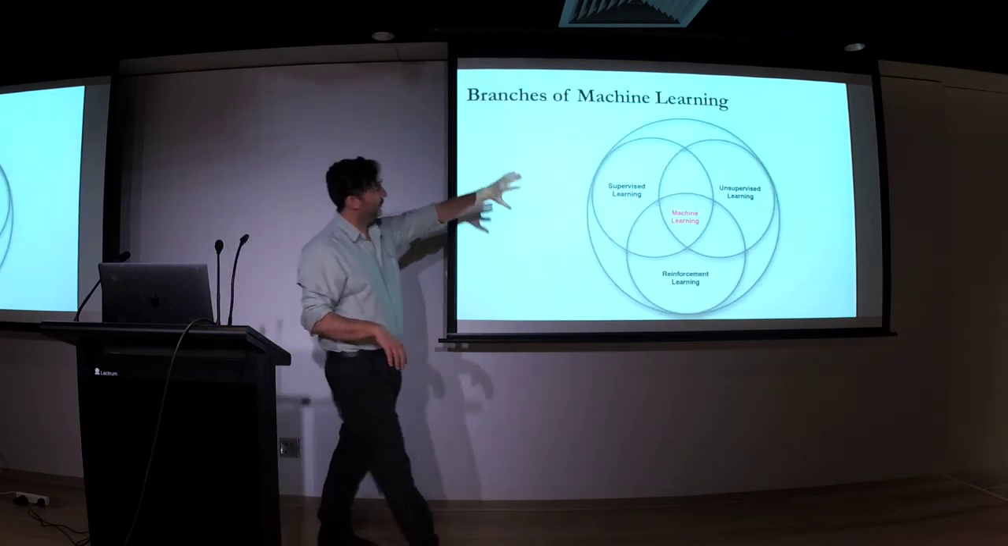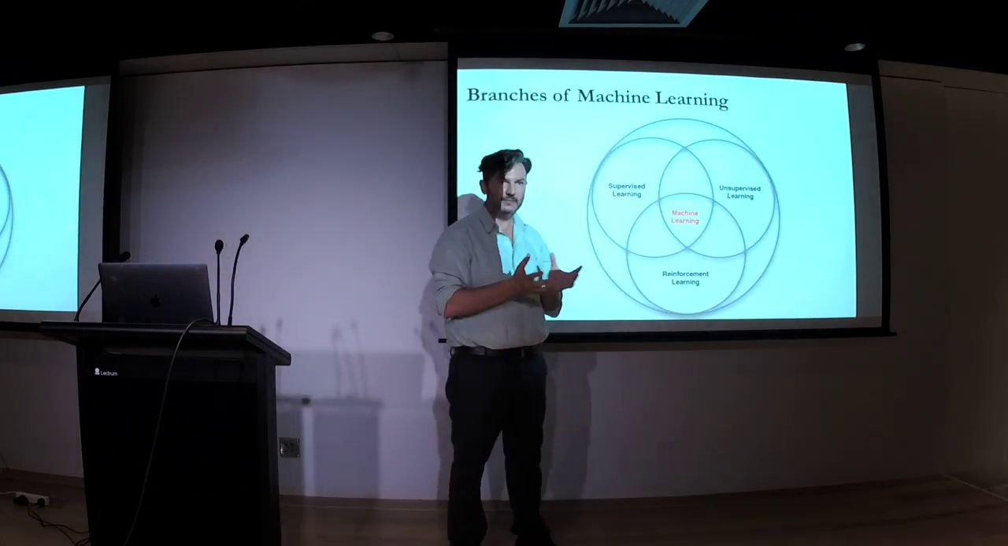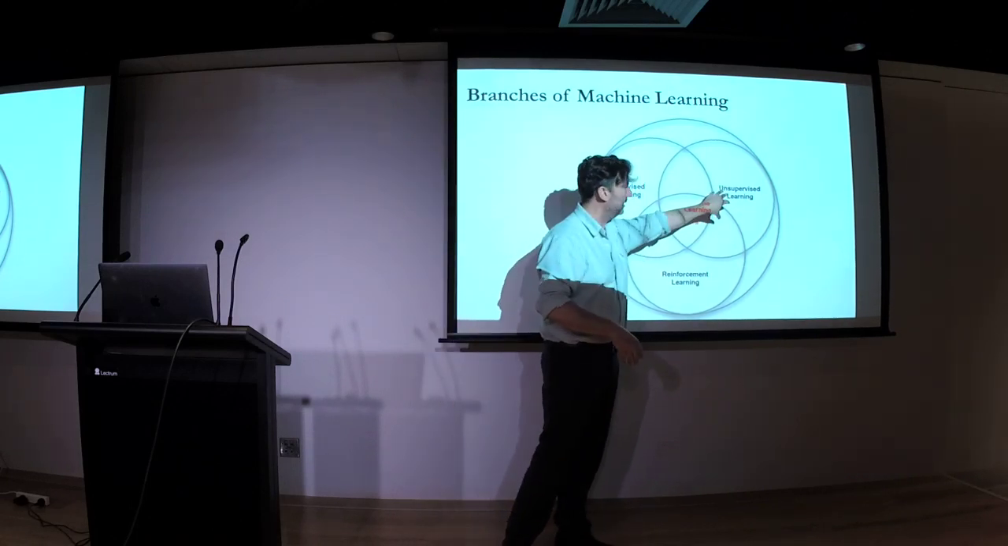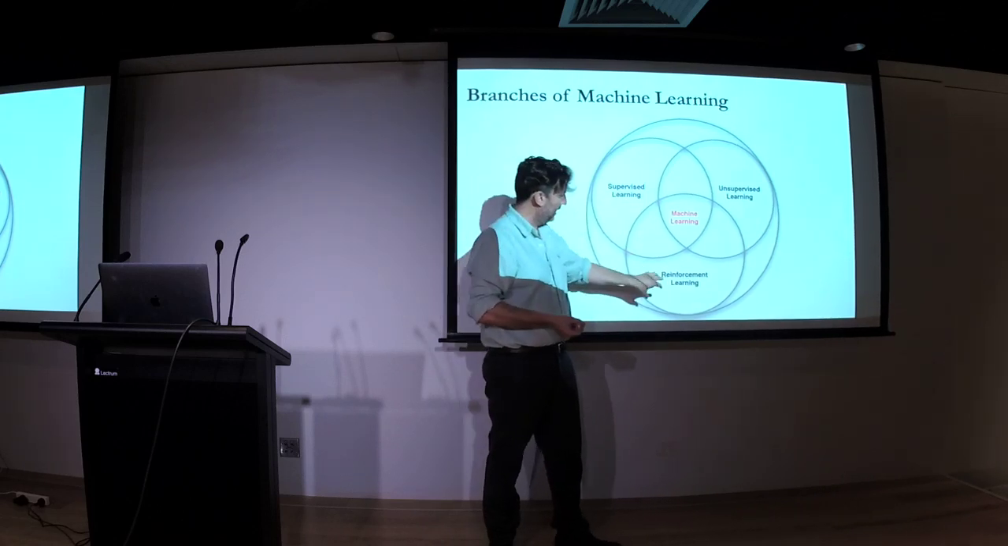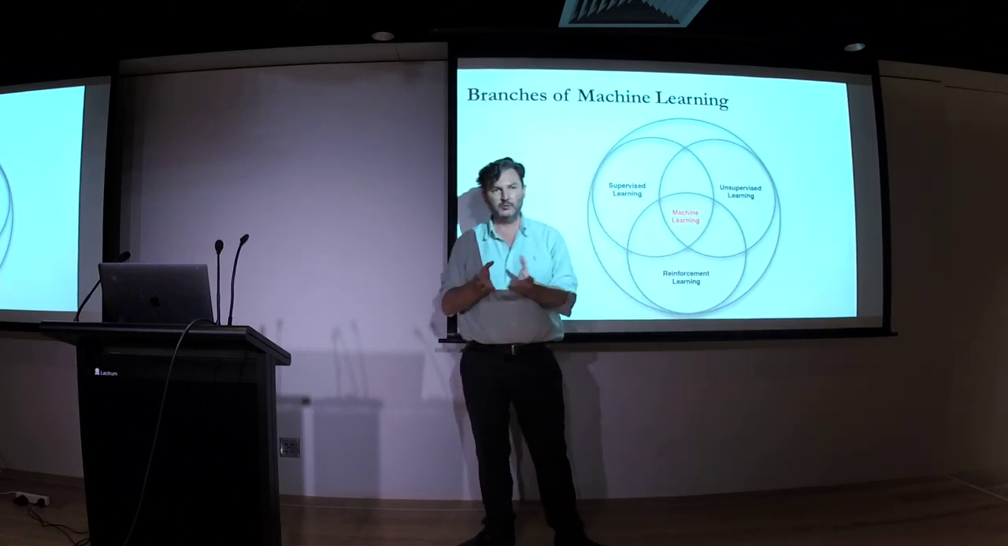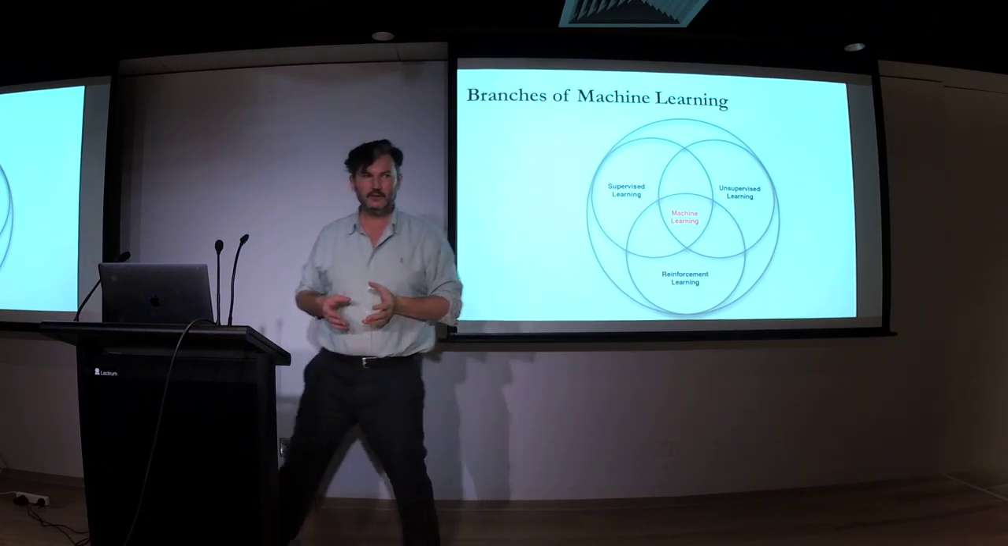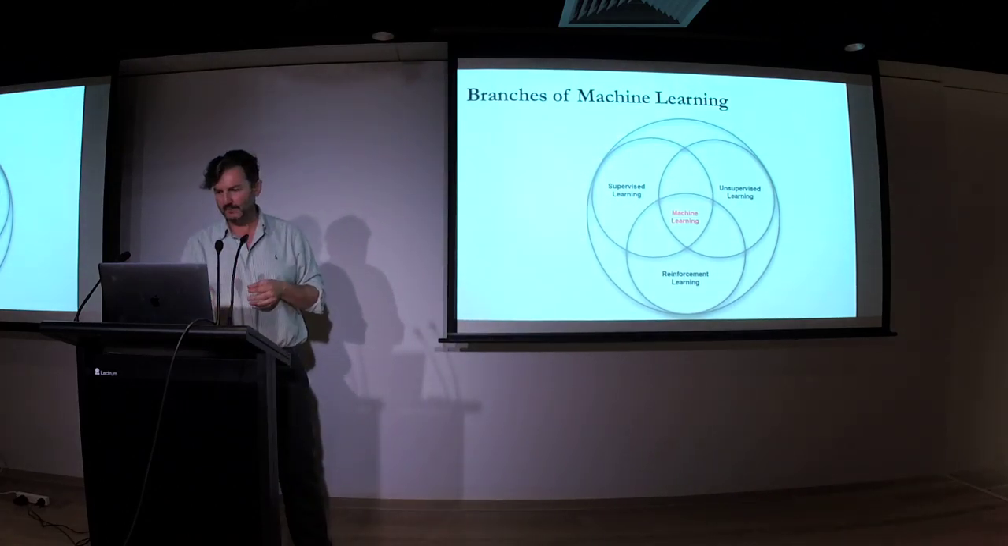Okay. Well, this is branches of machine learning. This is something very simplistic to take away. We've got machine learning, we've got unsupervised learning, so unlabeled data. We've got supervised learning, labeled data. And we've got reinforcement learning, which is sequential decision making. And so that's probably good information to take away.